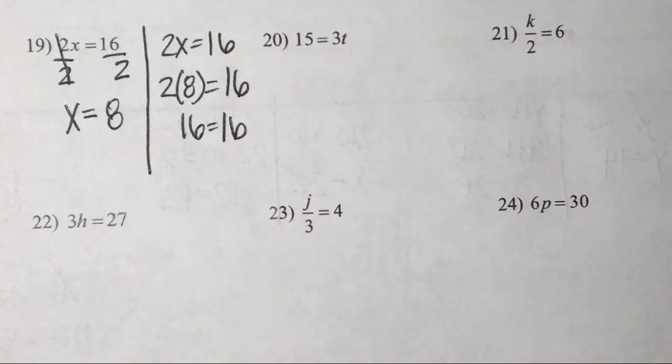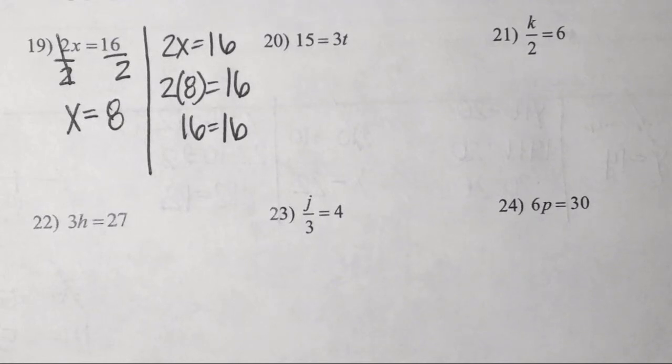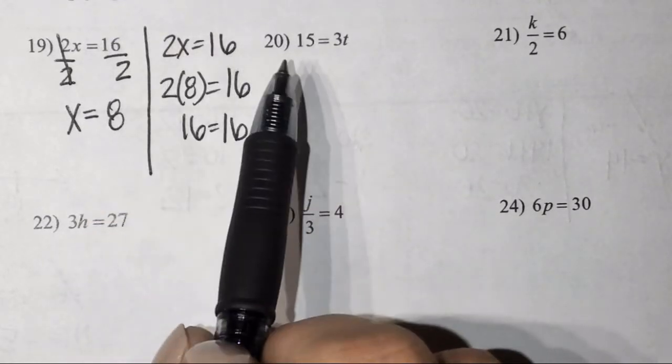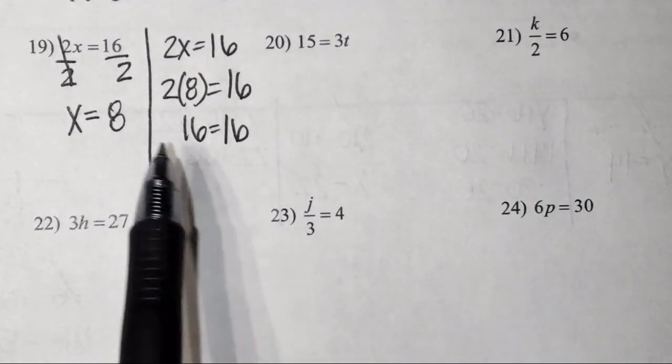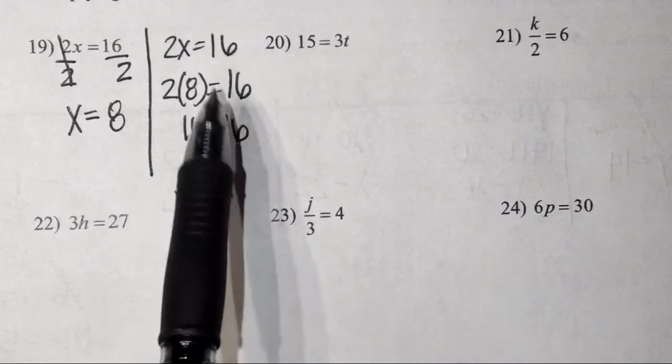Do we have to write all those ways up there, or can we just write one? What ways? Like you say 2 times 8. No, this is 2x equals 16. I plug in 8 for x. This is 2 times 8 equals 16, and 16 equals 16. Yes, you've got to show every step.